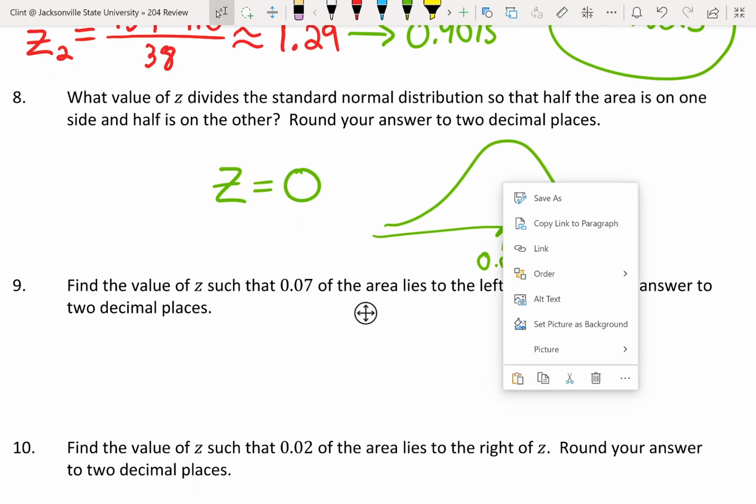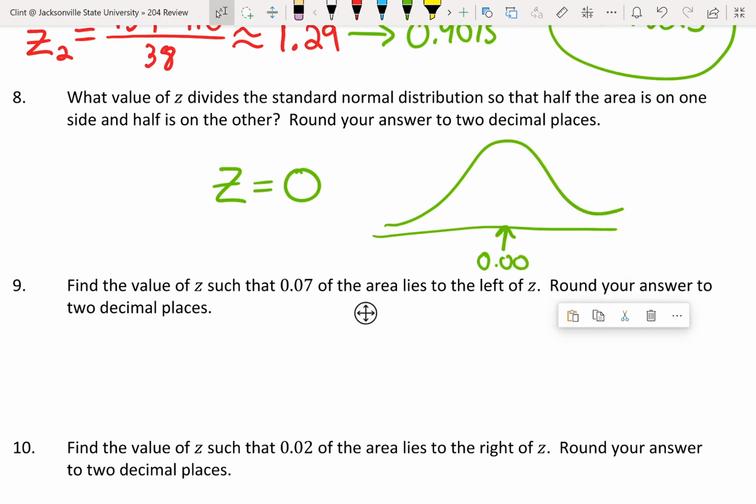This is symmetric, right? 0 is the mean, so it's in the middle. Half the area is on one side, half the area is on the other.